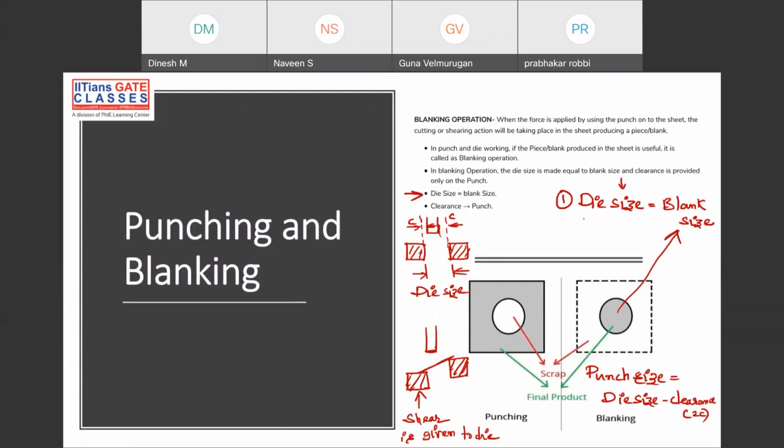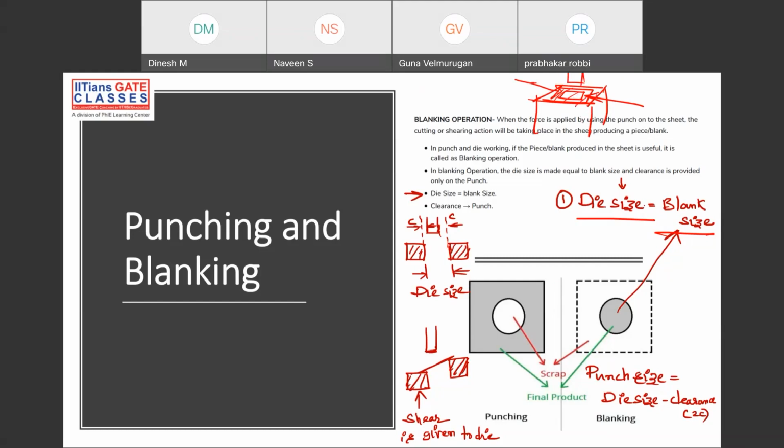Here, die size is equal to blank size. Okay, sir, I didn't get it, sir, what is this die size and blank? Because now you are having something like this. This is your die, and this is your die size, and you are putting some sheet onto that. And then your punch is coming.